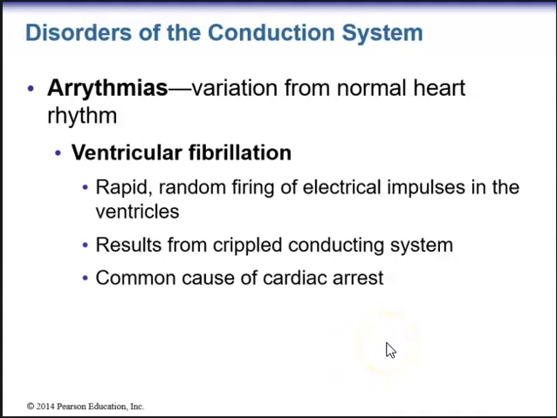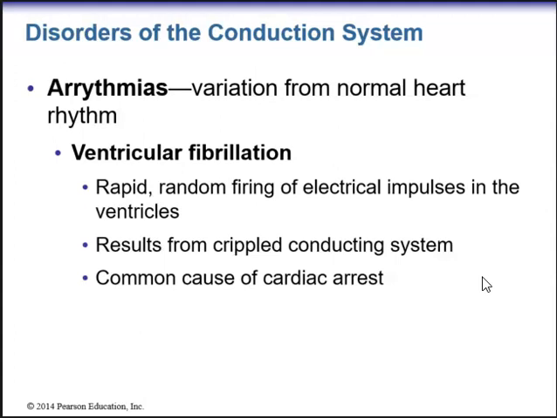Arrhythmias are disorders of the conduction system of the heart, and the arrhythmias are a variation away from normal heart rhythm. So arrhythmias are abnormal heart rhythms, and we have different kinds. First kind we'll talk about is ventricular fibrillation. This is when you have rapid random firing of electrical impulses in the ventricles, results from a crippled conducting system, and is the most common cause of cardiac arrest.